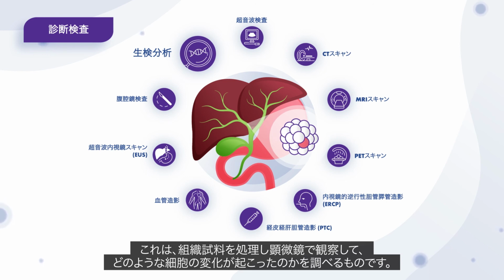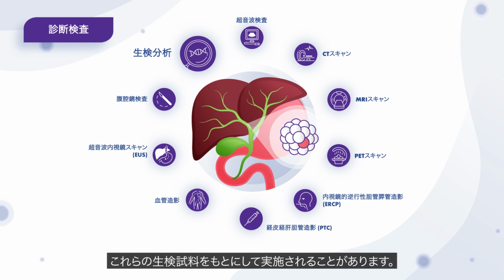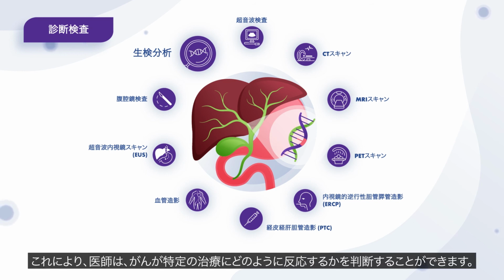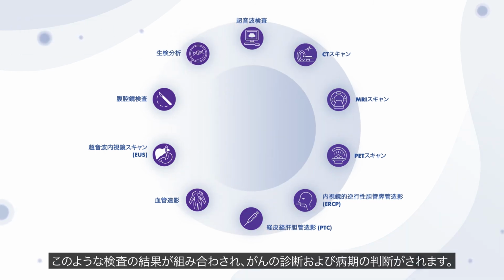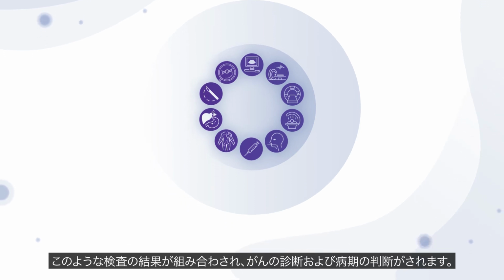occurred. Molecular profiling or testing, which is also sometimes referred to as biomarker testing, may be performed on these biopsy samples. These methods look at genes that may be mutated in the cancer. This can help the doctors determine how the cancer may respond to certain treatments. The combined results of these tests may be used to diagnose and stage the cancer.